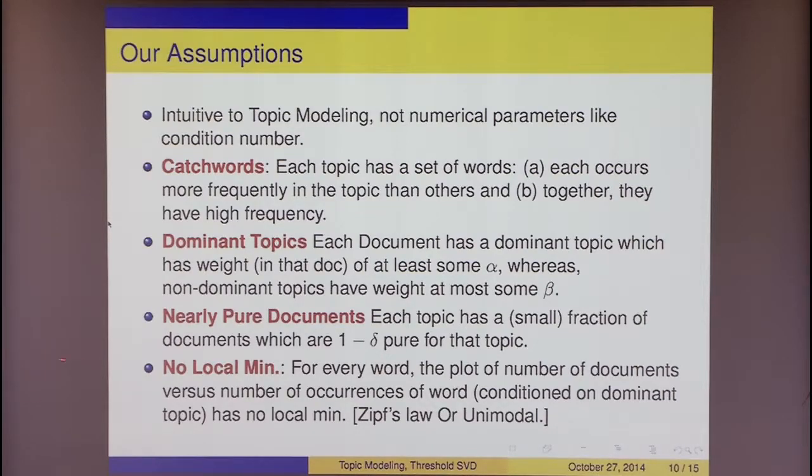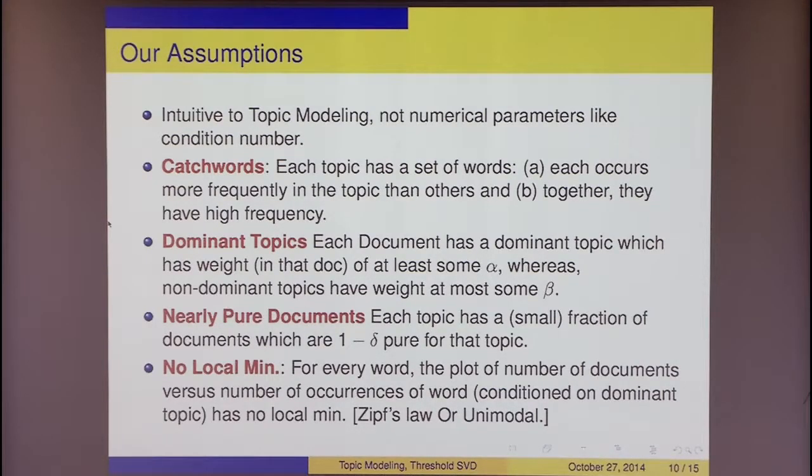And the fourth assumption we call no local min. That is, for every word, you plot the number of documents in which the word occurs versus the number of occurrences. And that has no local min. That curve doesn't come down and stay down. And the justification for this is these plots often tend to be Zipf's law, which is power law, but power law doesn't have a local min, it declines. But for catchwords, it's not going to decline in the beginning, it's going to increase and then go down. But it's still unimodal, and it applies in these two cases.